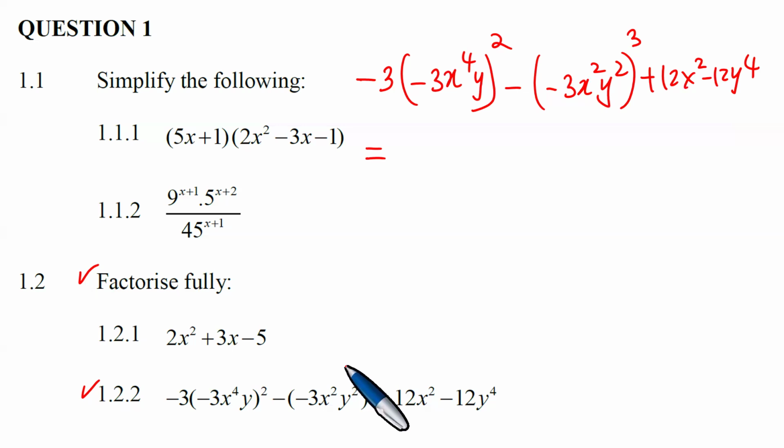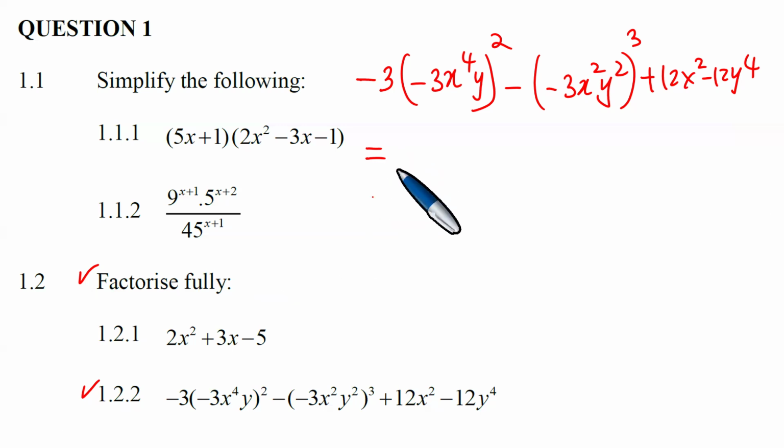Negative 3, open bracket, 3x to the power of 4y, then bracket, and then minus negative 3x squared to the power of 2 plus bracket, 3x squared y to the power of 3 plus bracket, negative 3x squared minus 2, and then minus 3x squared y squared plus bracket, and then plus 12x squared minus 12y to the 4th, and then we simplify it and remain with negative 3 times 4.